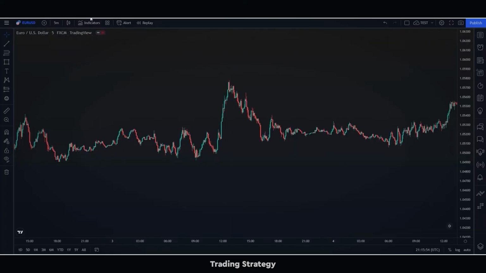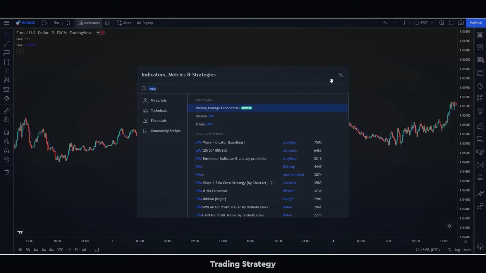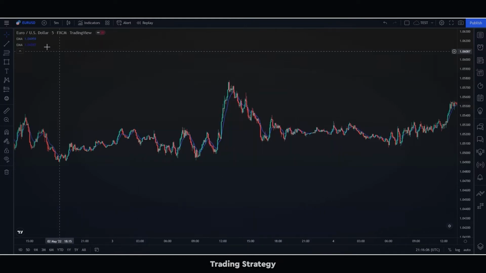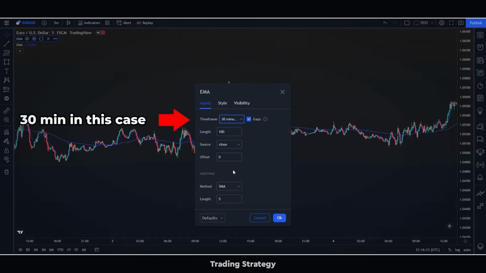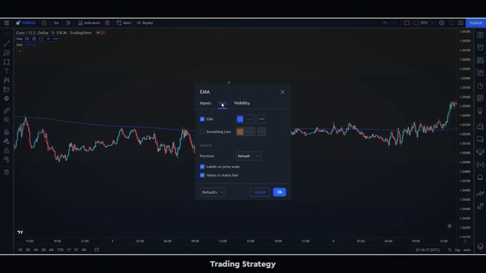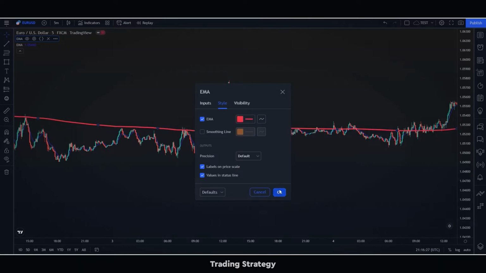The first thing we will have to do is select 2 EMA, Exponential Moving Average. The first EMA, we are going to put it at 100 periods, but on a chart with a time greater than the one we operate, such as 30 minutes in this case, since I will be operating in 5 minutes. This will cause the EMA to show on the 5-minute chart, but taking the periods from the 30-minute chart. In addition, we will change the color of this EMA to red, and we will increase the thickness.